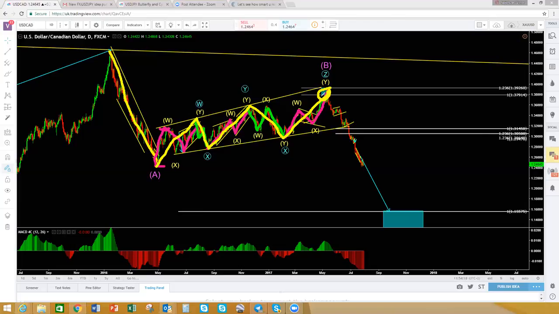This price had nowhere else to go but all the way down. So now my target for this pair is 1.557. I've been short exactly from the peak, from the blue box. So how do you trade this now? If you have not entered this trade from here or from here, there was an opportunity to enter from here. Here there wasn't really much of an opportunity to enter.